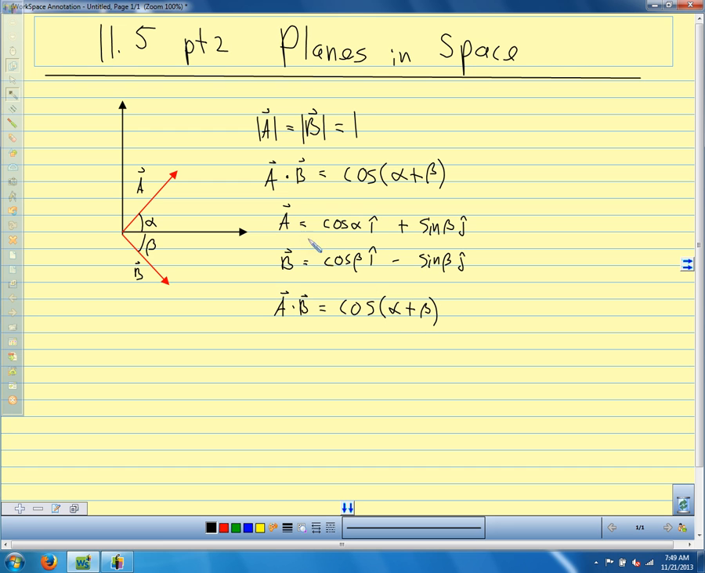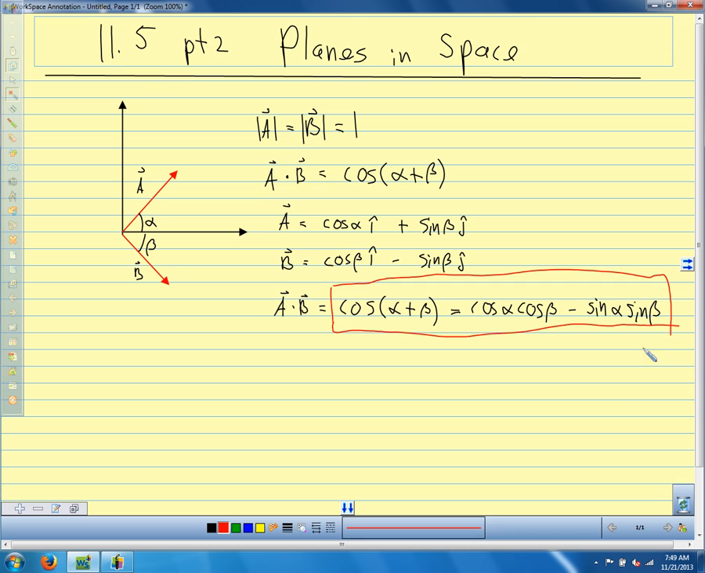And if we form the dot product with our components, does this nice little thing look familiar? This is our identity for the cosine of the sum of two angles, from the dot product.